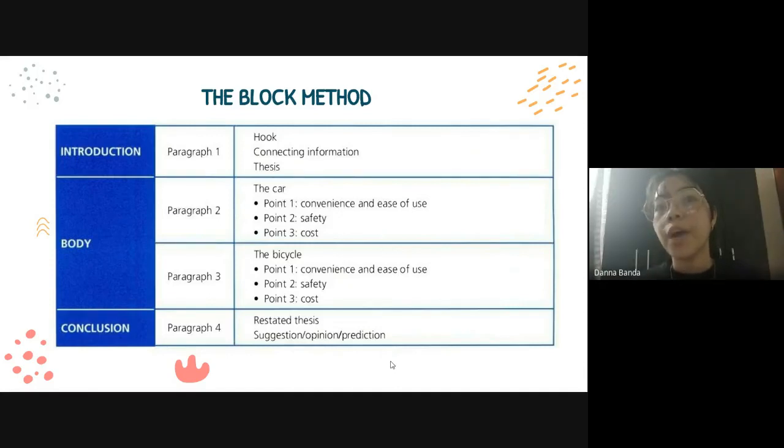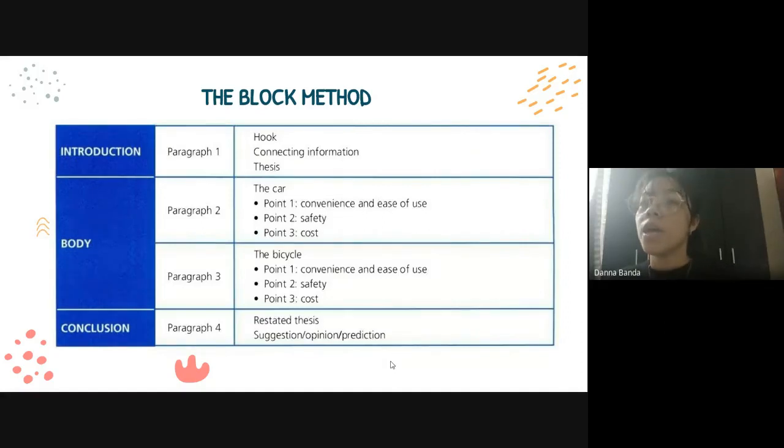Now, if I want to write a thesis statement about both similarities and differences, I could write something like this: even though cars and bicycles differ in lots of ways, they also have some similarities. Here, I use the word differ and then I add the word also to show that I'm going to talk about something else, that is some similarities, okay?